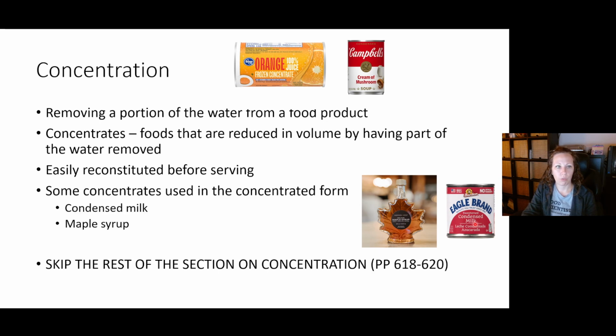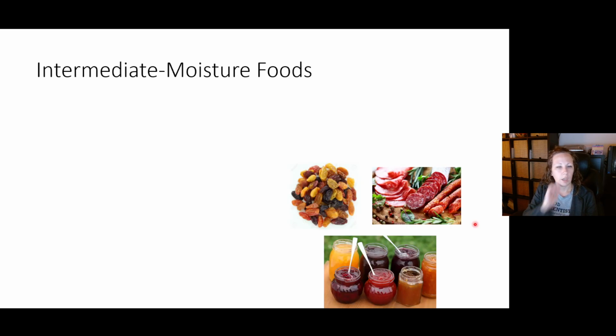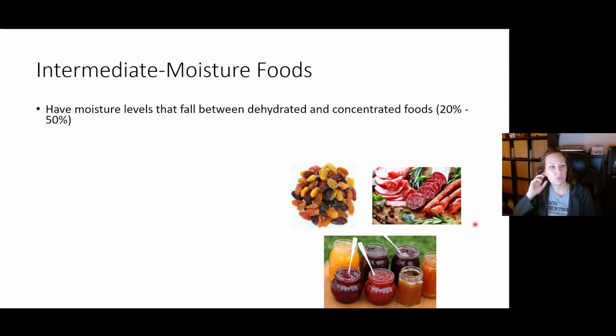Okay, so that is all we're going to cover on concentration, and you're going to skip the rest of the section on concentration, which is a few pages. And so lastly, just a little bit on intermediate moisture foods. This is our last slide. Intermediate moisture foods are foods that have moisture levels somewhere between dehydrated and concentrated, usually about 20 to 50% moisture. They have more moisture removed than the concentrates, but are not completely dry.